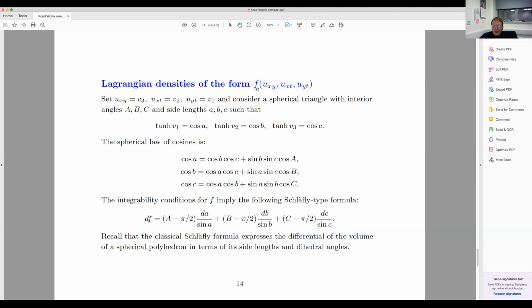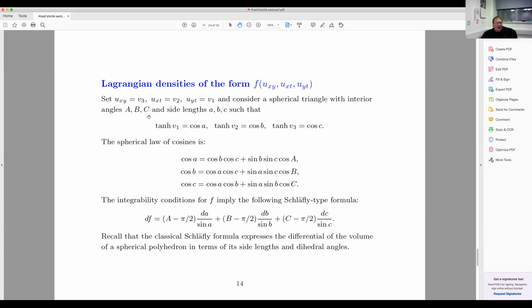Now I want to explain how to solve this system. First of all, let us introduce variables. Uxy I call v3, uxt I call v2, and uyt I call v1, right? So the arguments of this function are v1, v2, v3. Sorry, other way around: v3, v2, v1. Doesn't matter. So these are the arguments of this function.